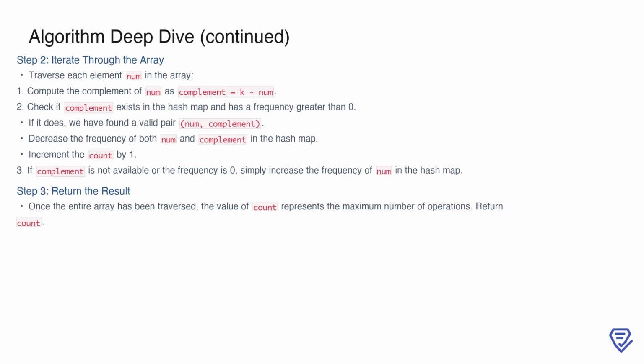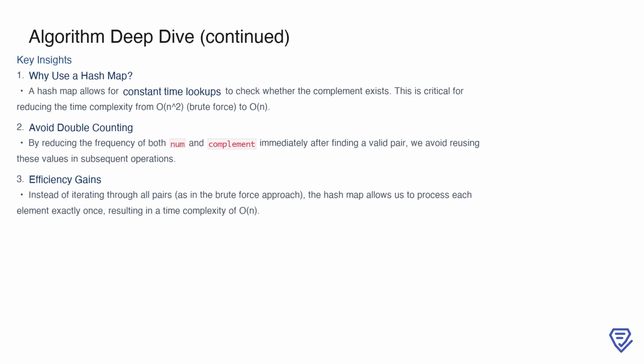If the complement is not available or its frequency is 0, we simply update the hash map to increase the frequency of the current number. By the end of this process, the counter will hold the total number of valid operations performed, which we return as the result.